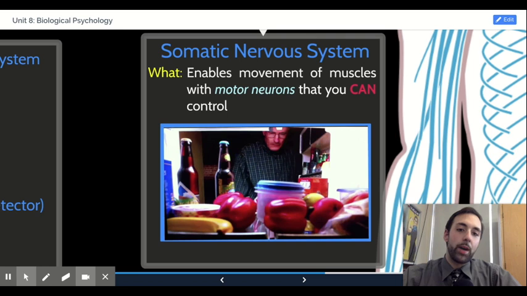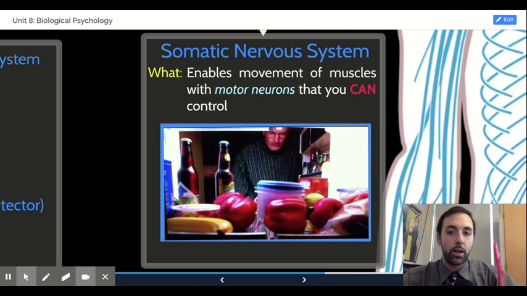The motor neurons throughout your body that enable movement are part of the somatic nervous system, and they are voluntary, meaning you can, at any given point, choose to control neurons that are part of the somatic nervous system. So when I pick up this pen, I'm voluntarily doing so. The motor neurons that are facilitating this motor movement are part of my somatic nervous system. If they are voluntary movements, they are part of your somatic nervous system.